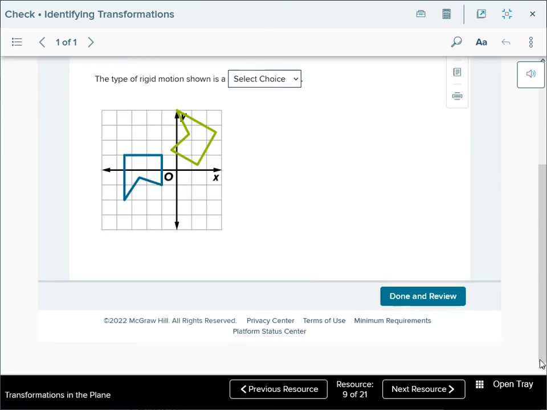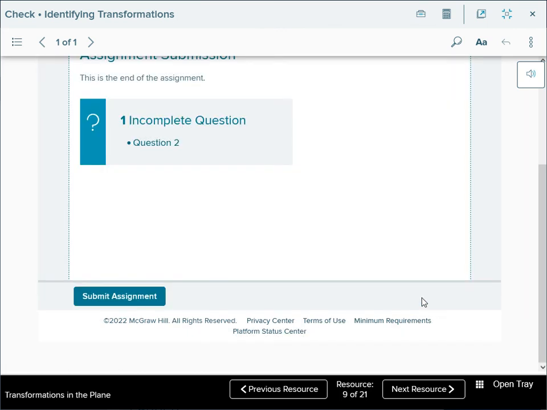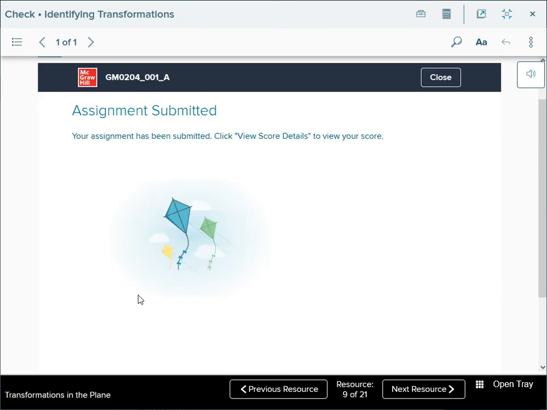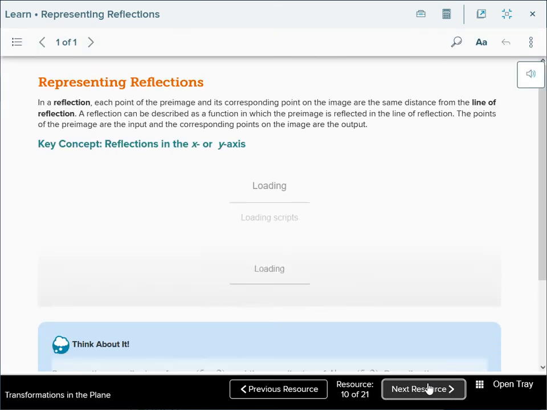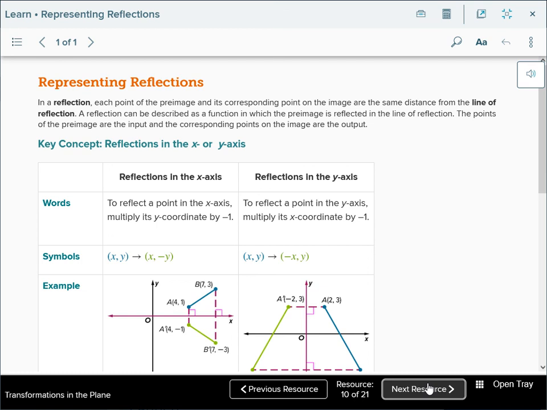So I'll have to figure that out. See, I'm learning as I do this. You normally hit done and review and it'd say incomplete because we didn't do it. I'm gonna submit it. Assignment submitted. Go to the next resource. Have to figure out how to do that. Did you figure it out, Ethan?